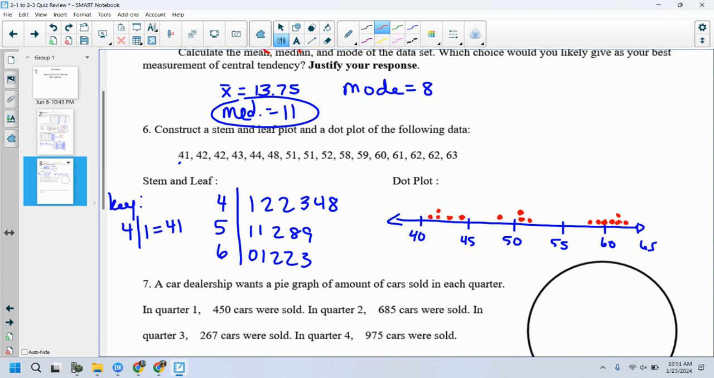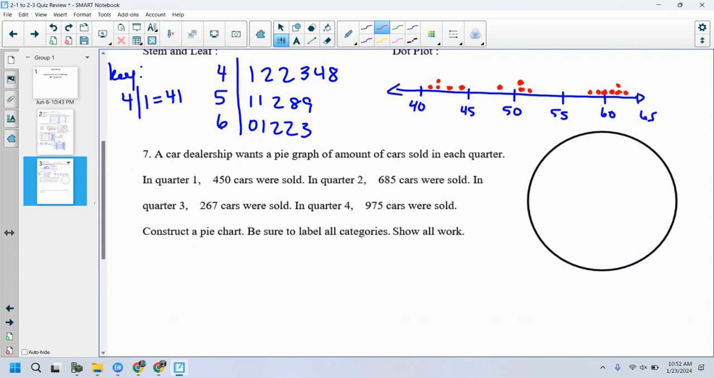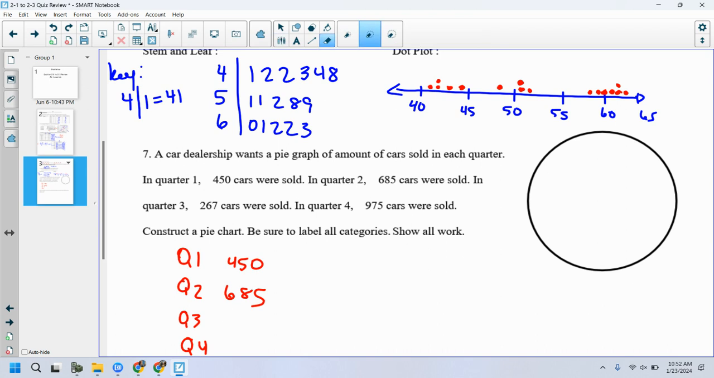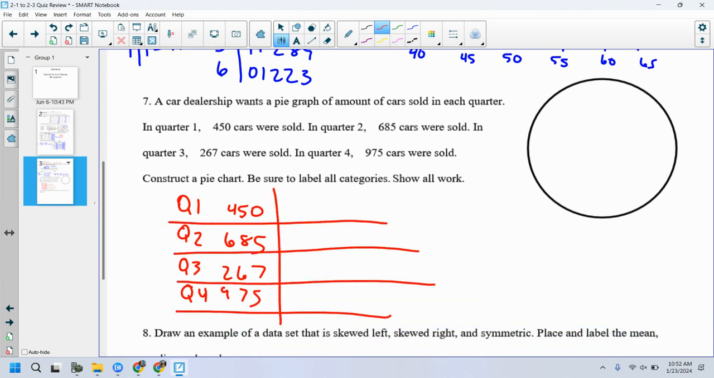Number 7. A car dealership wants a pie graph of the amount of cars sold for each quarter. Quarter 1, 450. Quarter 2, 685. Quarter 3 was 267. Quarter 4, 975 cars were sold. Construct a pie chart. Okay, Q1, Q2, Q3, and Q4. This was 450, 685. Oops, skipped Q3. 267 and 975. All right, so there's my data. I'm going to make a little table for myself.